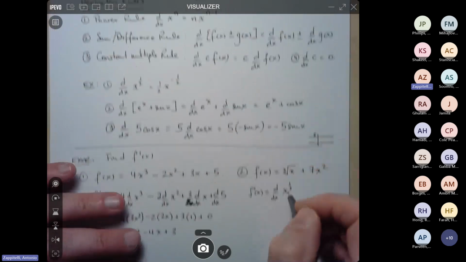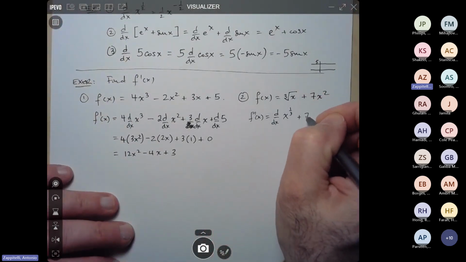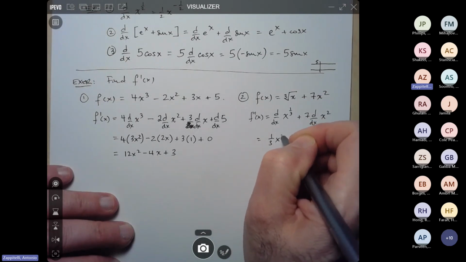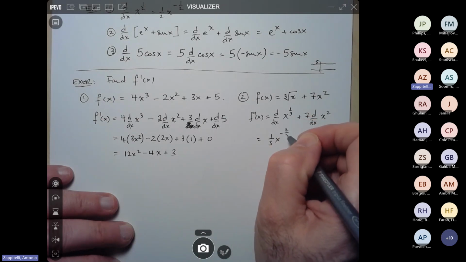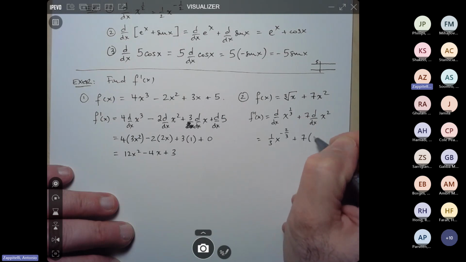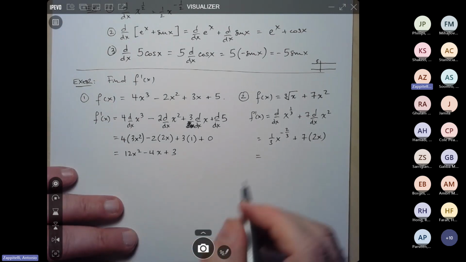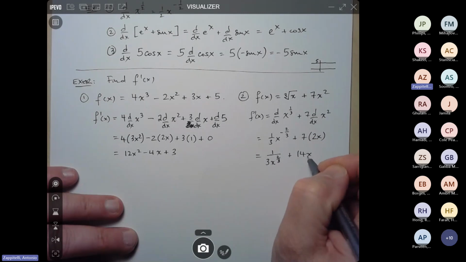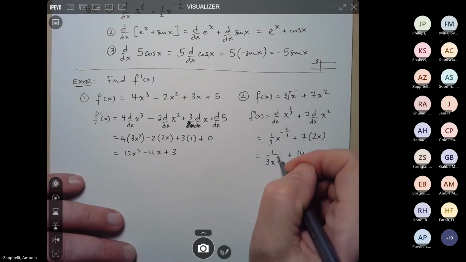Which is perfect because it means I can use my power rule, okay? And of course, this plus 7 times the derivative of x squared. Okay, so here we have 1/3 x to the negative 1/3 minus 1. So 1/3 minus 3/3, so negative 2/3. And then finally 7 times the derivative of x squared is 2x. And so now we can clean this up a little, okay? This will go into the denominator, so it'll be 1/3x to the 2/3, and then plus 14x, okay? And there you go.